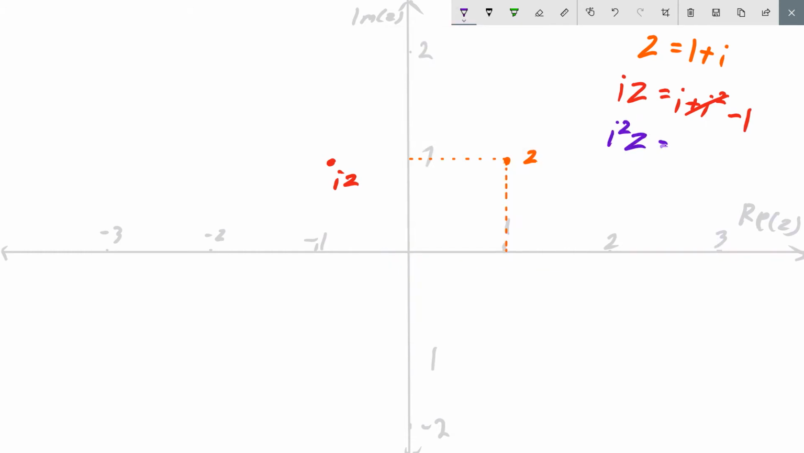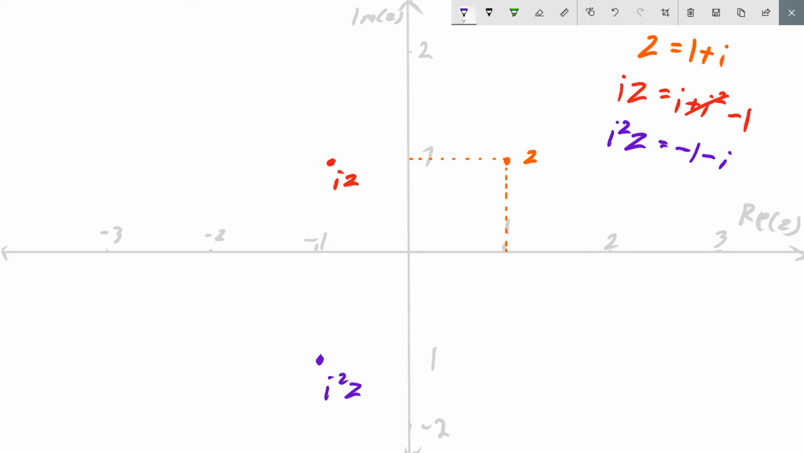So now I'm going to times it by i squared. And i squared is just negative 1, so it's going to be negative z, so it's going to become minus 1 minus i. So I'm going to plot that. That's here. So this is i squared z.